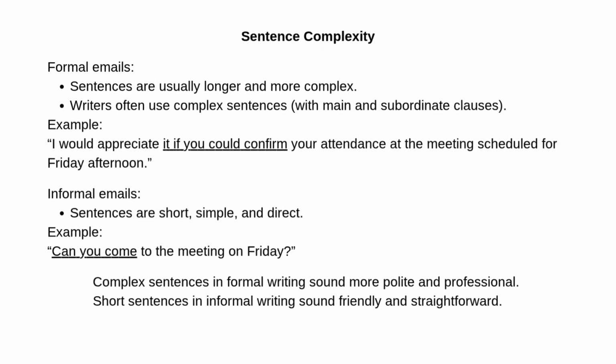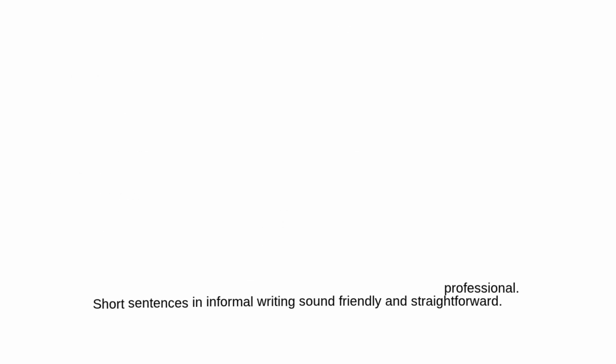In formal emails, sentences are usually longer and more complex. Writers often use subordinate clauses. For example, "I would appreciate it if you could confirm your attendance at the meeting scheduled for Friday afternoon." In informal emails, sentences are short, simple, and direct. For example, "Can you come to the meeting on Friday?" Complex sentences in formal writing sound more polite and professional, while short sentences in informal writing sound friendly and straightforward.